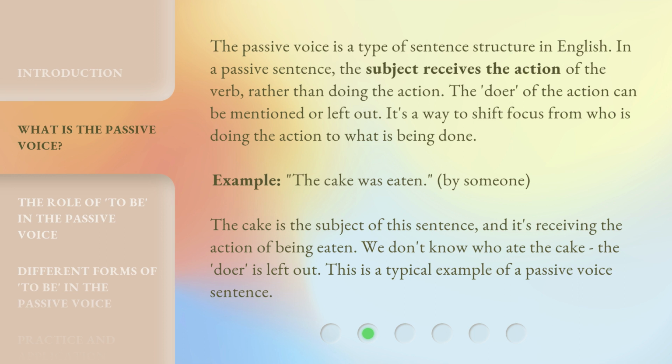Example: the cake was eaten by someone. The cake is the subject of this sentence, and it's receiving the action of being eaten. We don't know who ate the cake. The doer is left out. This is a typical example of a passive voice sentence.